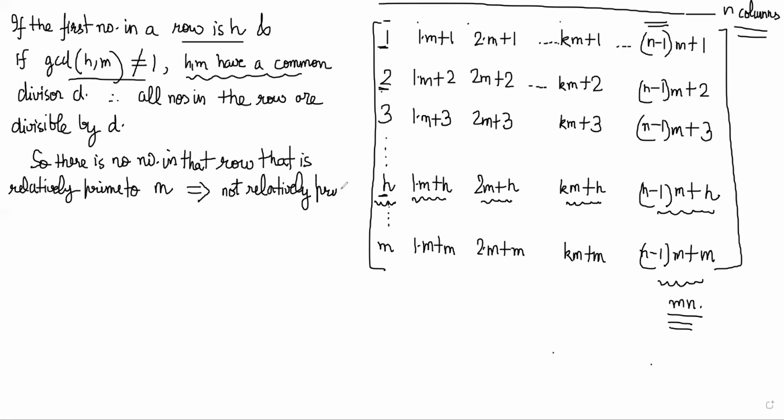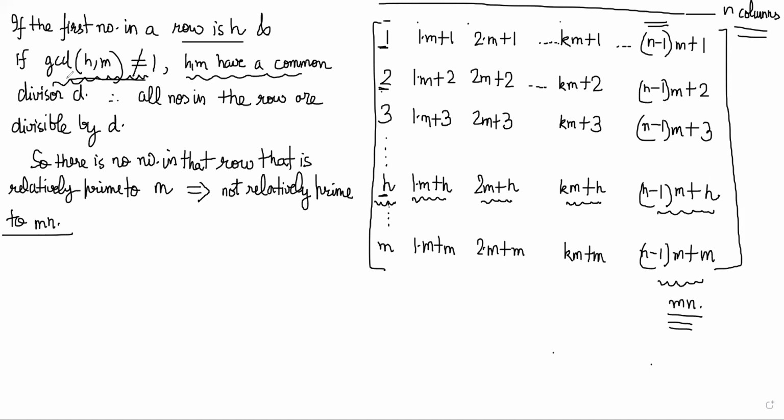So basically now we are saying that if GCD of h and m is not equal to 1, then that entire row is cancelled. Because all the numbers in that row will be divisible by a divisor of gcd(h, m), and therefore none will be relatively prime to mn.